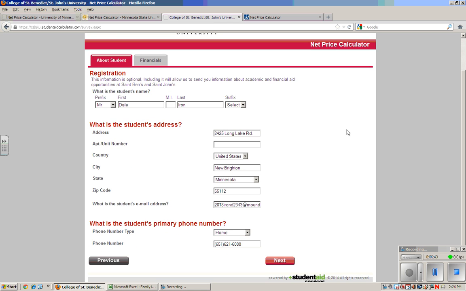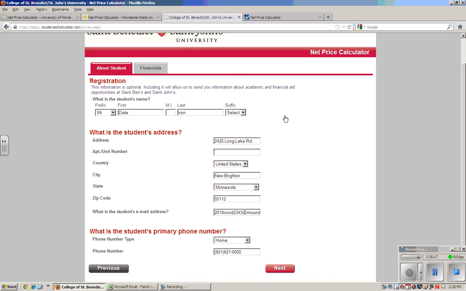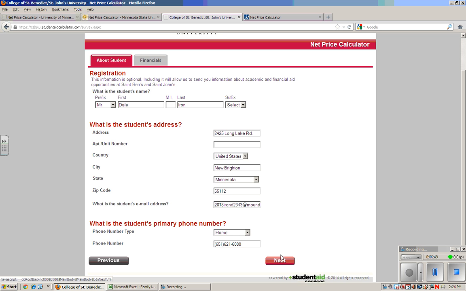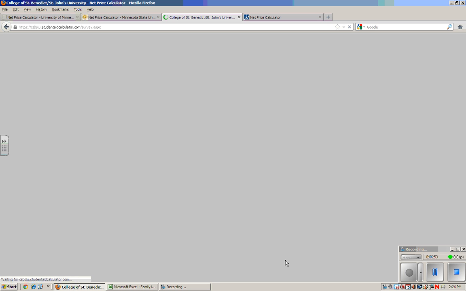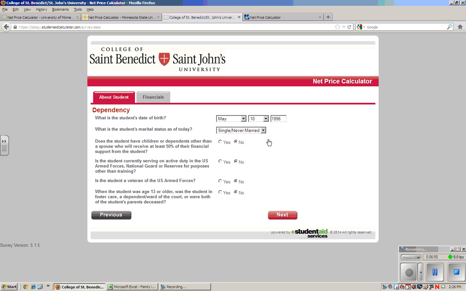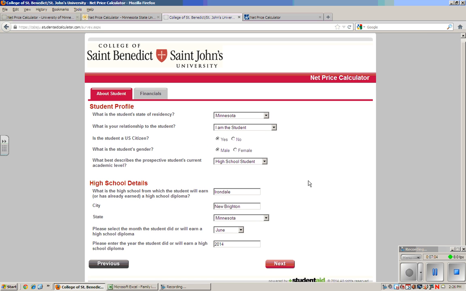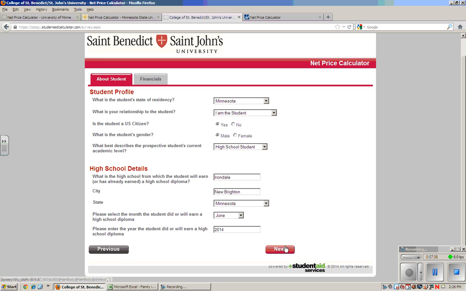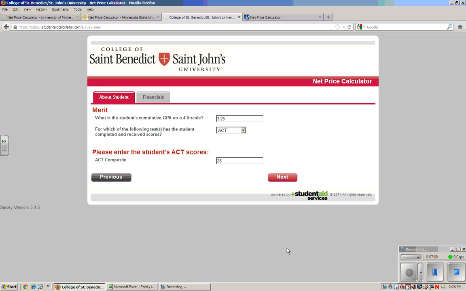One last one to take a quick look at here is in one of the private colleges, St. Benedict's and St. John's. Here they ask for a little bit more demographic information. Same kinds of things here. Okay. Asking about veteran status. That's a little new for us. On this particular page, again asking for your state of residency, your high school information.